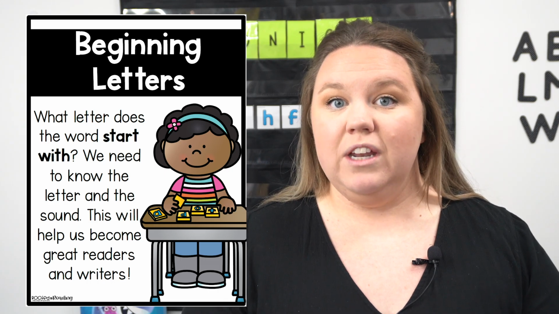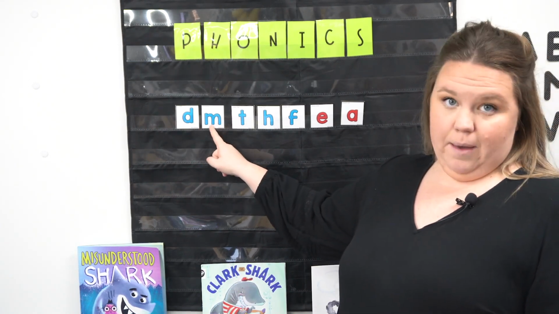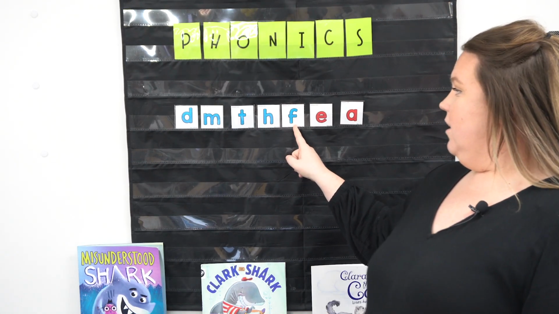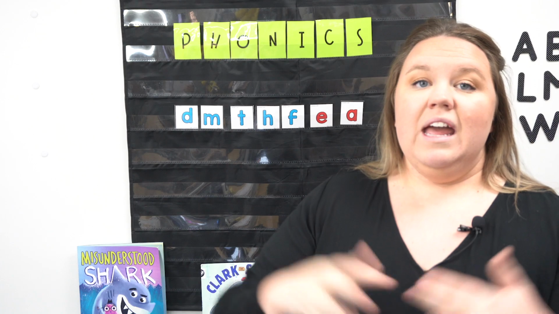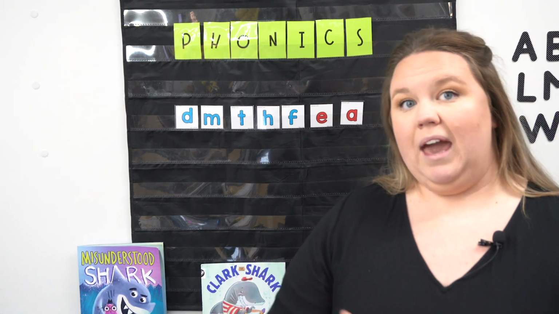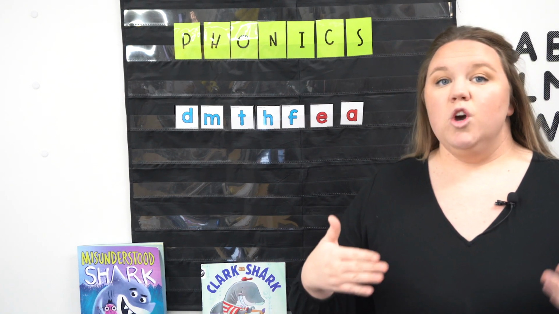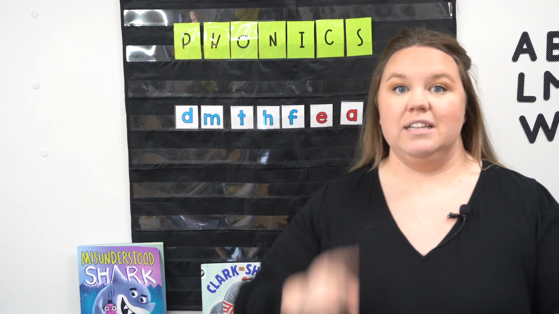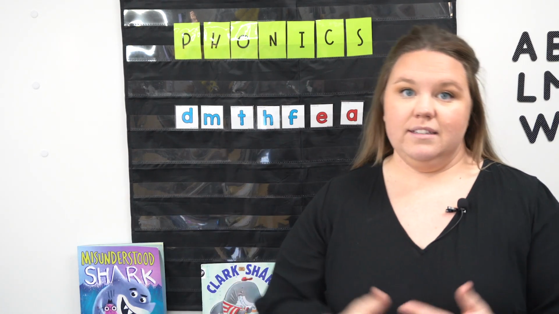So, pause this video and get these letters out. Let me show you. In your toolkit, get out the letter D, M, T, H, F, E, and A. So pause this video and get out these letters before we begin. All right, do you have these letters? Great. What we're gonna do is we're gonna spell some words with these letters, and I want us to practice touching, seeing, and reading the beginning sound.